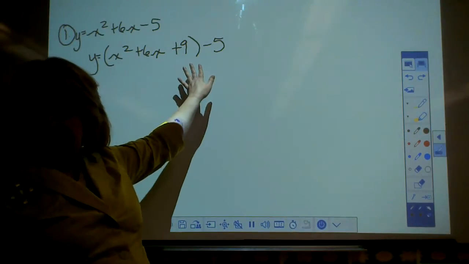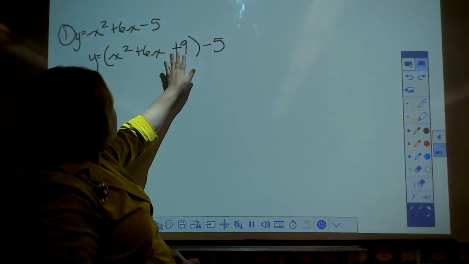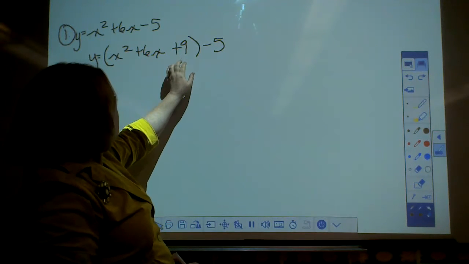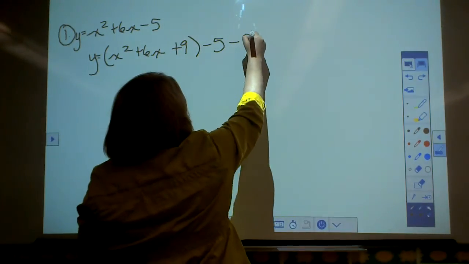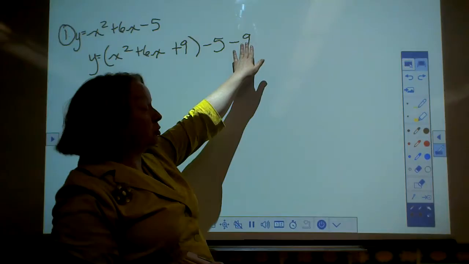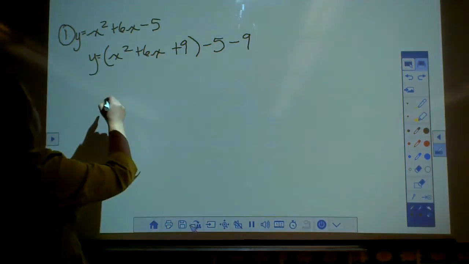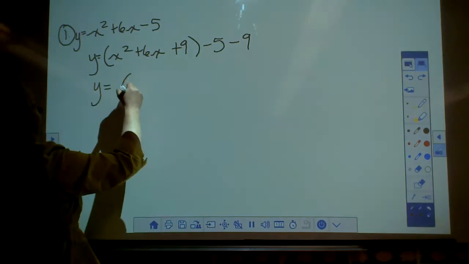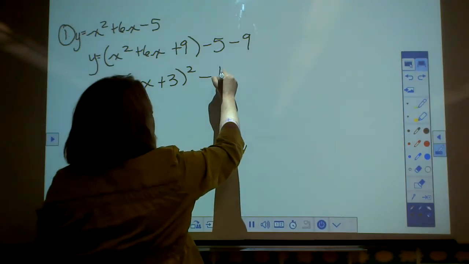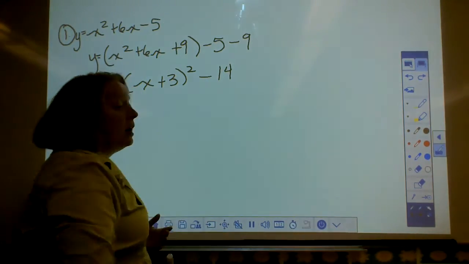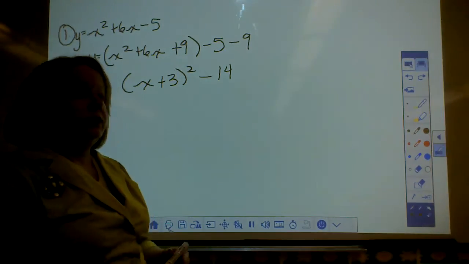Well, if I add 9 here, I'm also going to have to keep it balanced. So in order to keep it balanced, it has to equal 0, so I'm going to subtract 9. If I add something and I subtract the opposite, the equation is still balanced. So y is going to equal x plus 3 quantity squared, and then minus 14. So now, just from looking at it, we can determine the vertex.